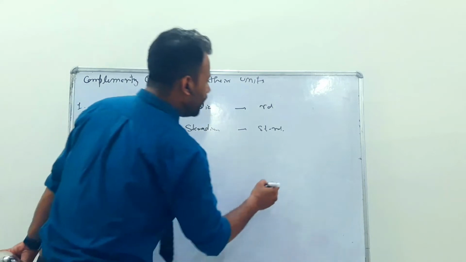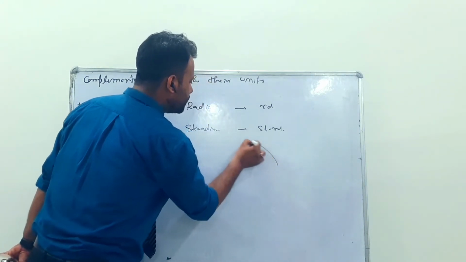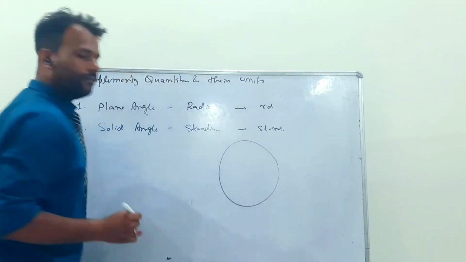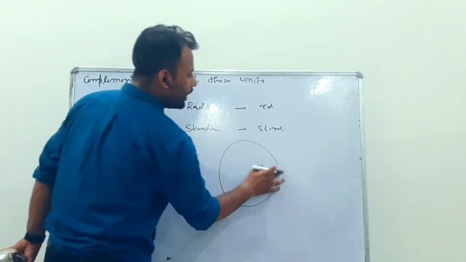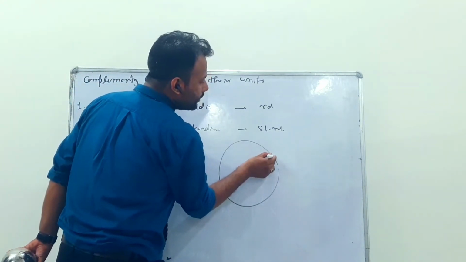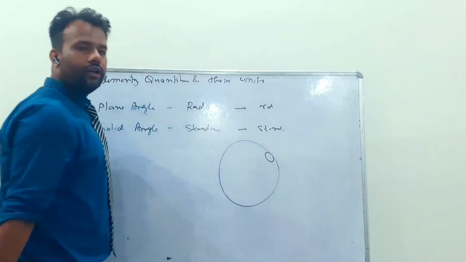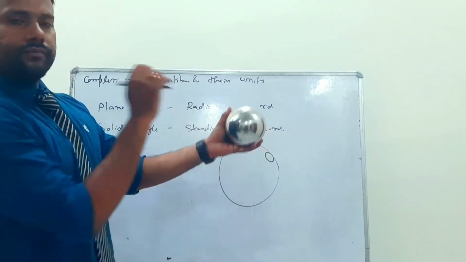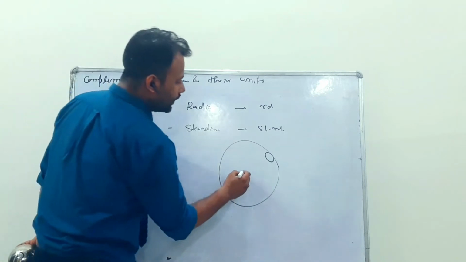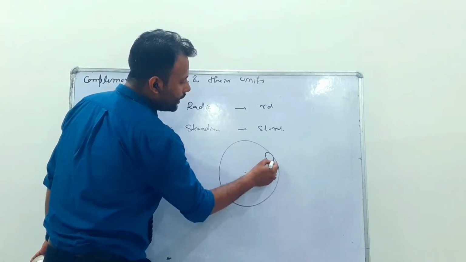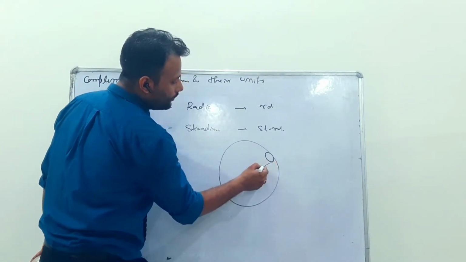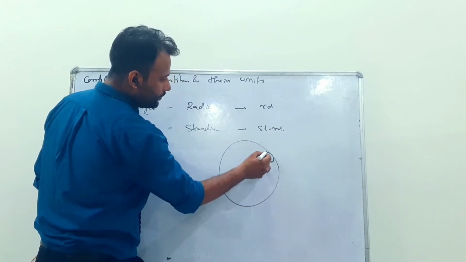Now I try to make the diagram here. Suppose this is a sphere, and I have considered a small area element on the surface. Now this surface area will make a certain angle at the center.